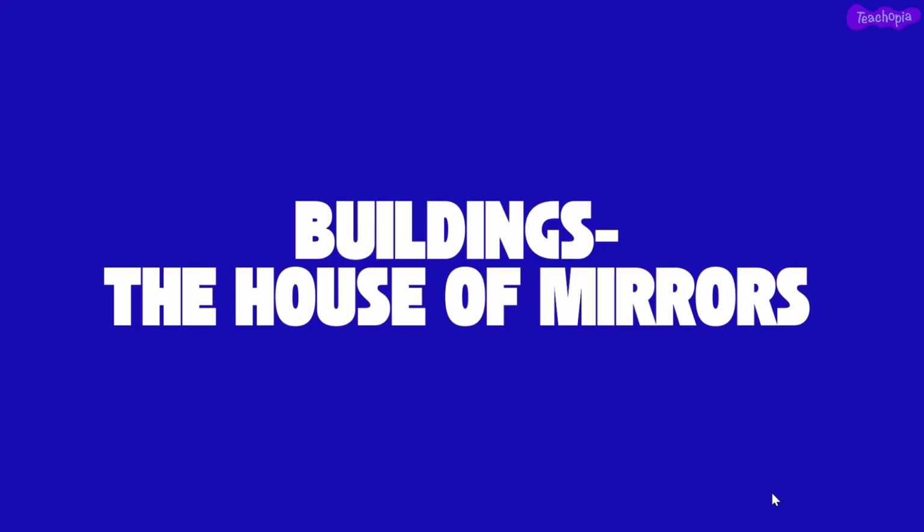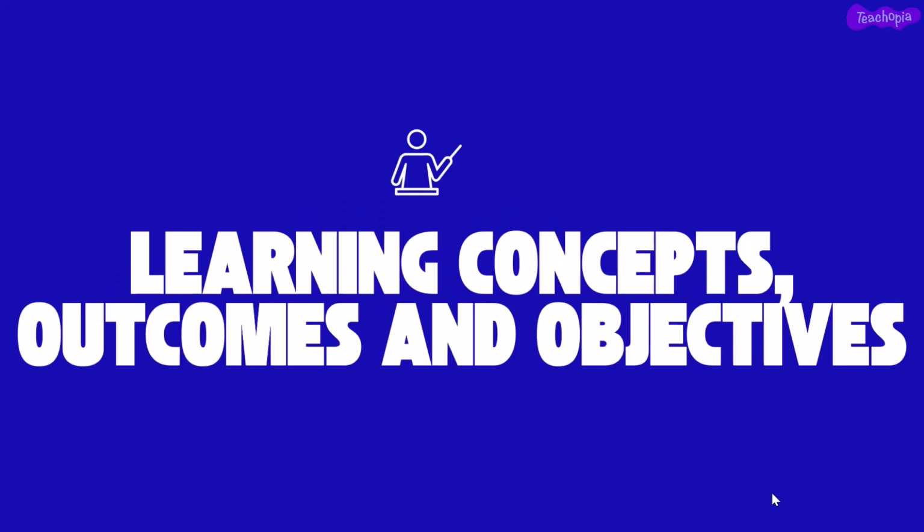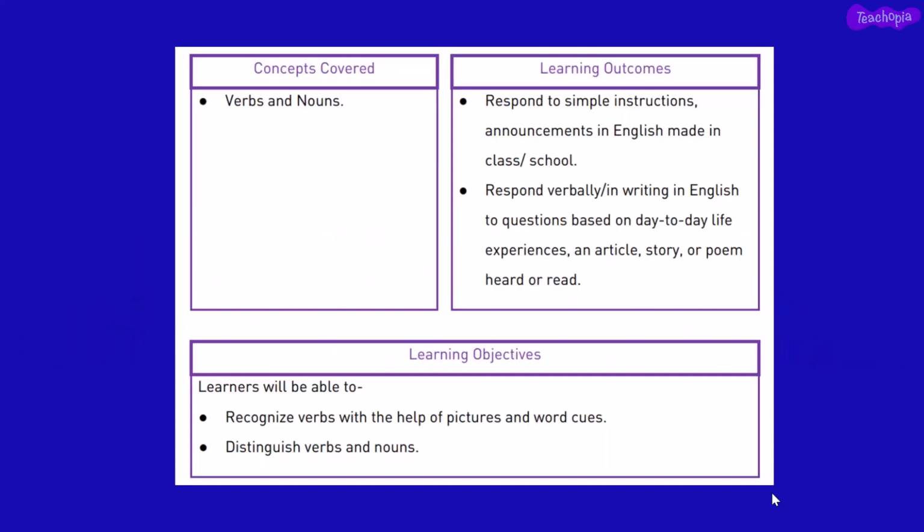Let's look at the project-based learning sheet for the chapter Buildings, the House of Mirrors. We will tackle some learning concepts, outcomes, and objectives in this learning sheet. In this learning sheet, we will cover the concepts of verbs and nouns.